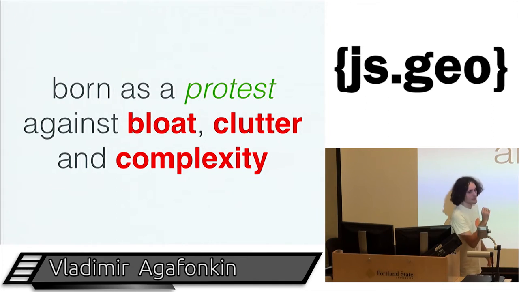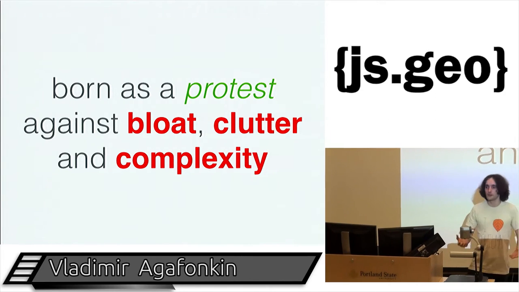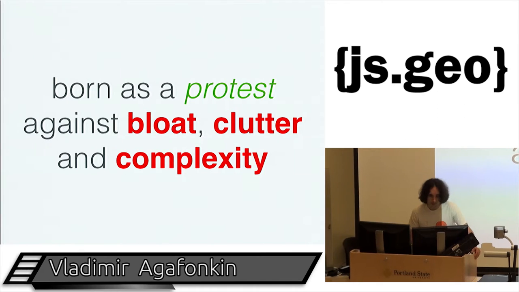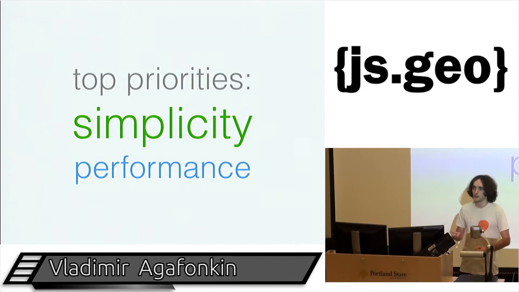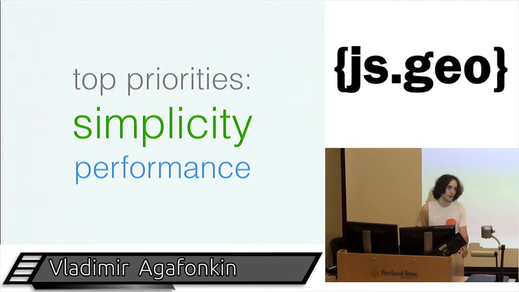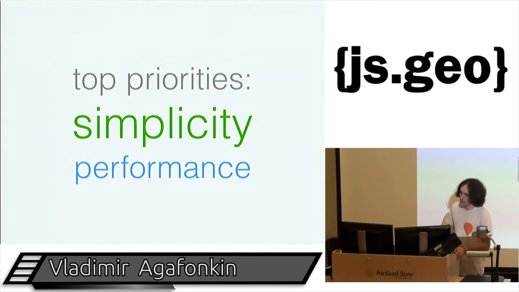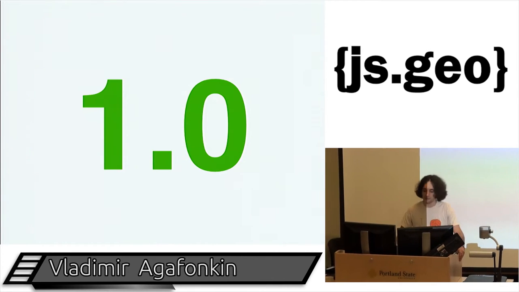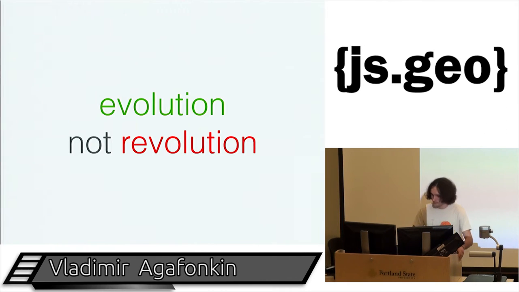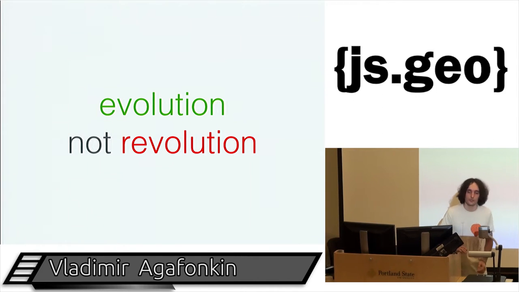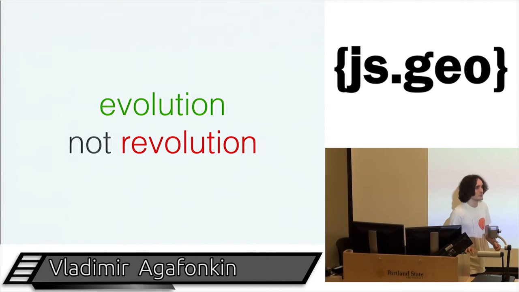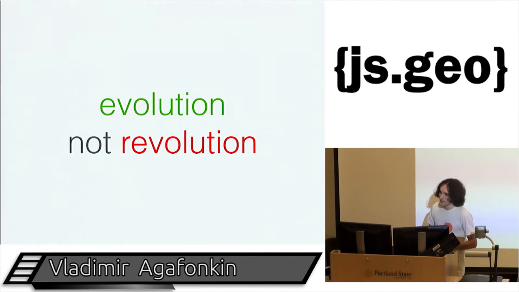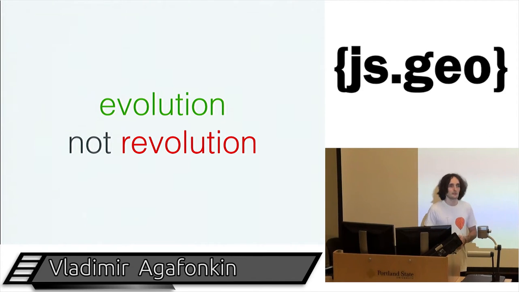So Leaflet was born as a protest against bloat, against clutter, and against complexity. And so the top priorities have always been and will always be simplicity and performance. Everything comes next. And so let's see what's next for 1.0. And I should also say that it's an evolution, not revolution. There are a lot of improvements that are maybe small, but they build up into something that makes the product tick.